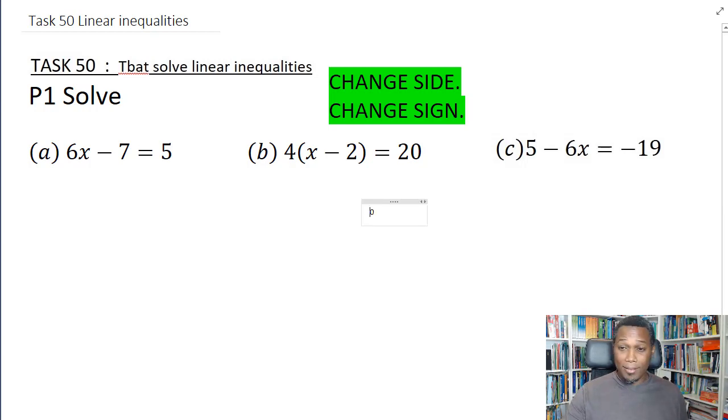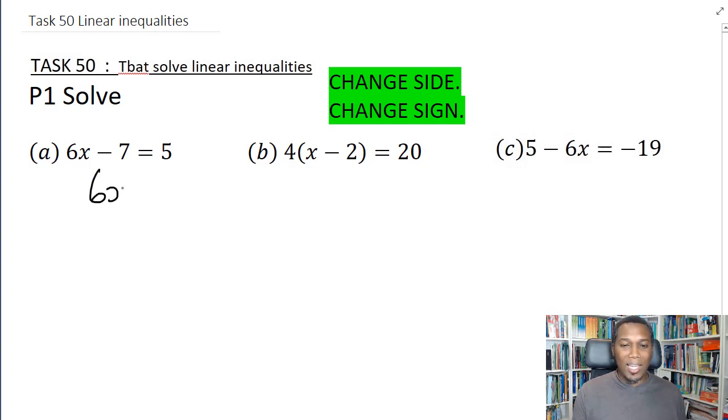All right, all sorted. You paused and did all three. Maybe part C was a bit funny, but A and B are sorted. Let's do it together. Change side, change sign. I want x all by itself. That's the game of solving, finding the value of x.